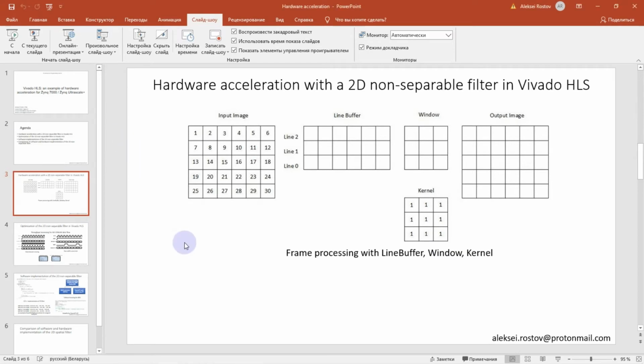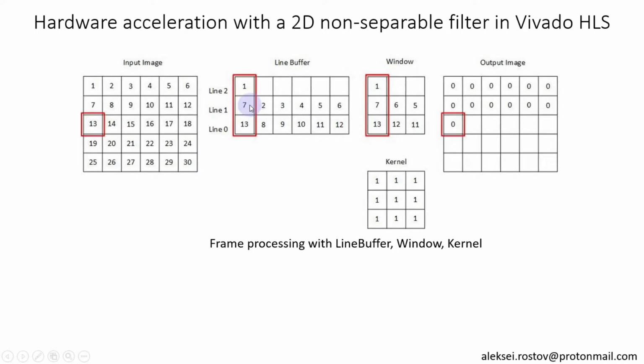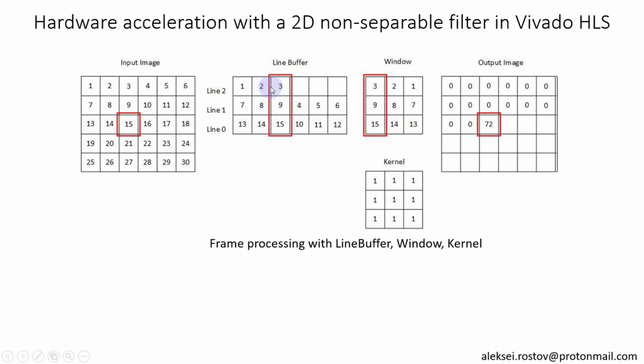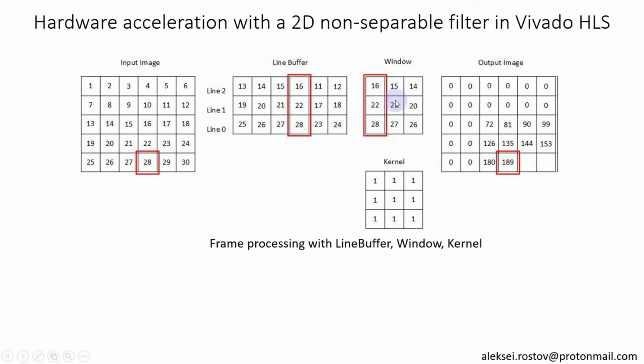Let's consider how our 2D non-separable filter will operate. So first of all, we start from reading the input image into the line buffer. Pay attention please that we just update line buffer 0, and the other lines will be updated automatically. So this is the way the line buffer works. What about the window? In the window we just fill data from the line buffer, from every line. So it means that every row in the window will operate just like a FIFO, first input, first output.